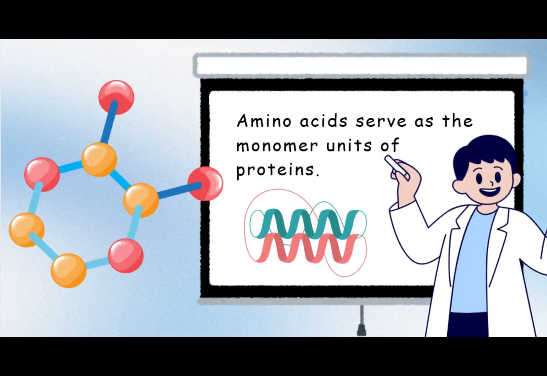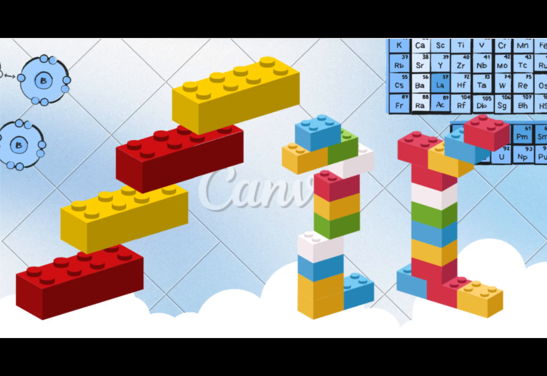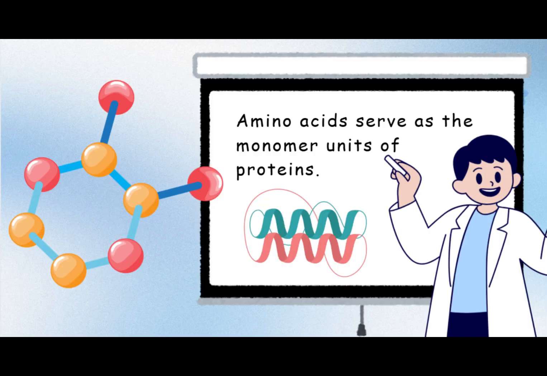Let's start with the basics. What exactly are amino acids? At their core, amino acids are organic compounds that serve as the monomer units of proteins. Think of them as individual Lego bricks, each with a unique shape and color, that can be assembled in countless ways to build incredibly complex structures.